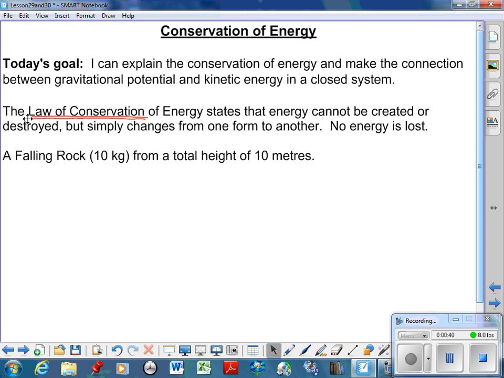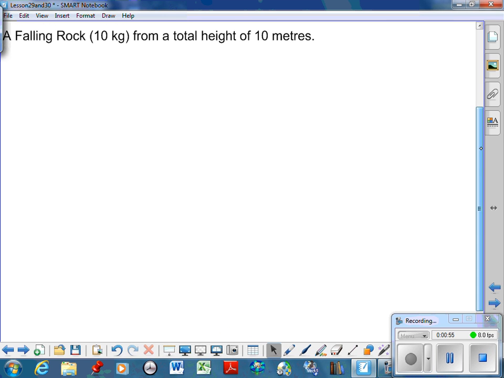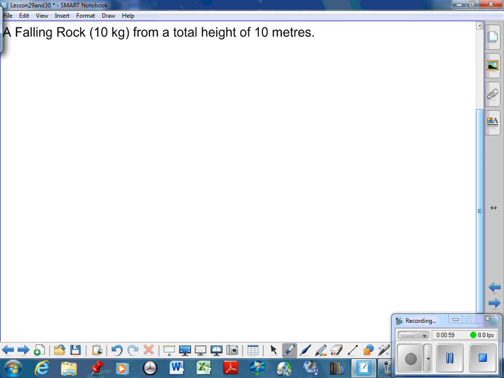So this begs the question: when I had the roller coaster in the previous lesson, we found a location where gravitational potential energy was zero. Where did that energy go? Let's take a look at this example to illustrate that point. We have a falling rock 10 meters above the ground. So here's the 10 meter mark, here's the 5 meter mark, and then 0 meters.